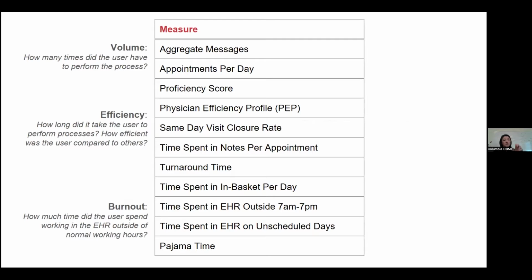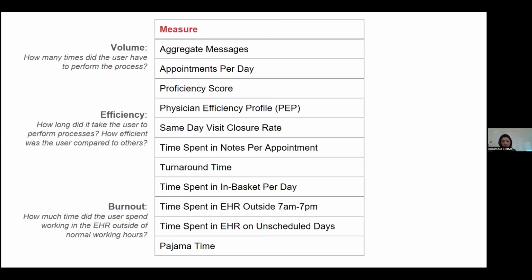The physician efficiency profile, or the PEP score, basically is, as compared to others in your institution, how do you perform in terms of how long it takes you to complete a task. Proficiency score is how good are you at using the different types of tools that are developed to boost efficiency, so like templates and shortcuts.